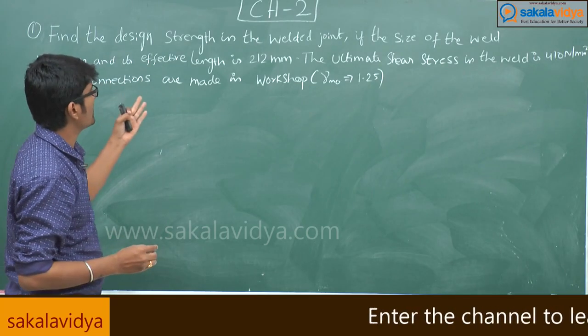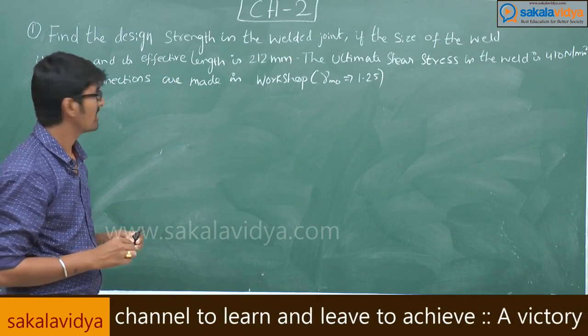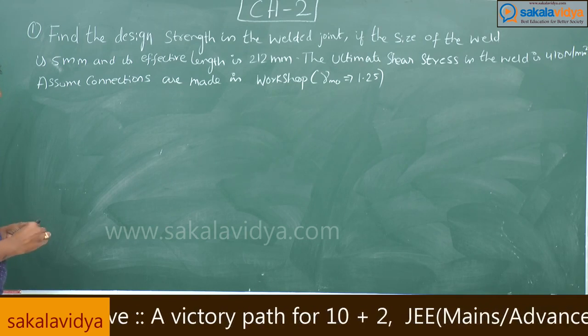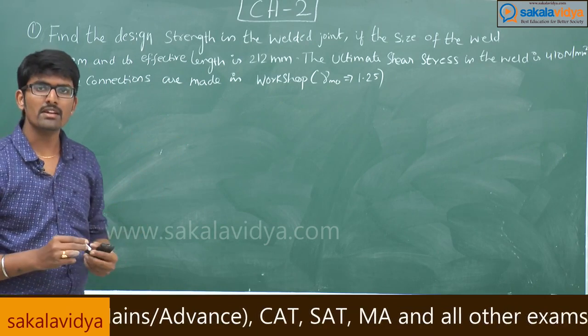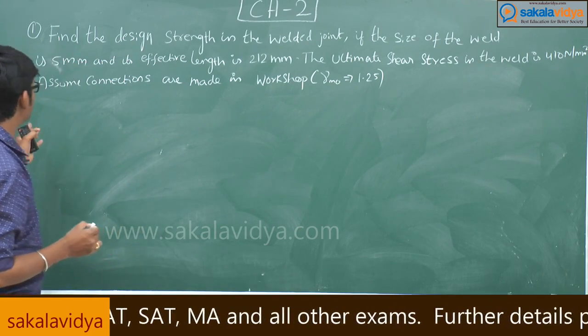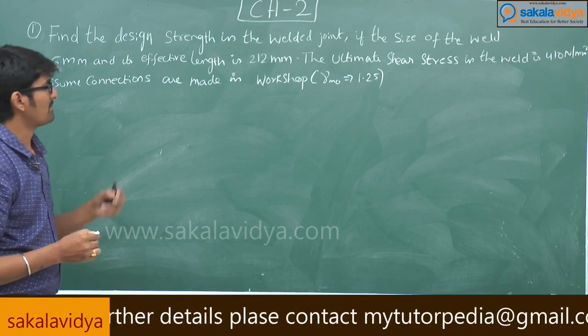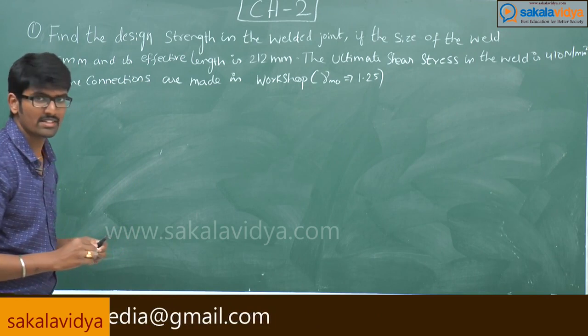Find the design strength in the welded joint if the size of the weld is 5 mm and its effective length is 212 mm. The ultimate shear stress in the weld is 410 Newton per mm square. Assume the connections are made in workshop, that is partial safety factor is equal to 1.25. The first step is you have to write the given data.